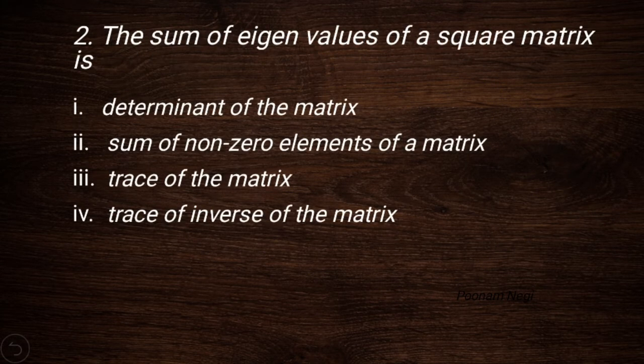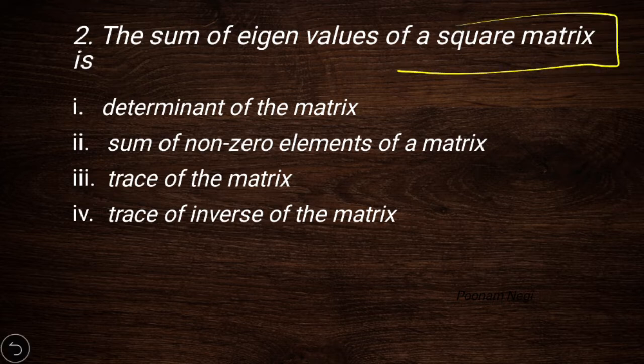Next question is, the sum of the eigenvalues of the square matrices. In any square matrix, the sum of eigenvalues is the trace of that matrix. So the correct answer is option number 3.